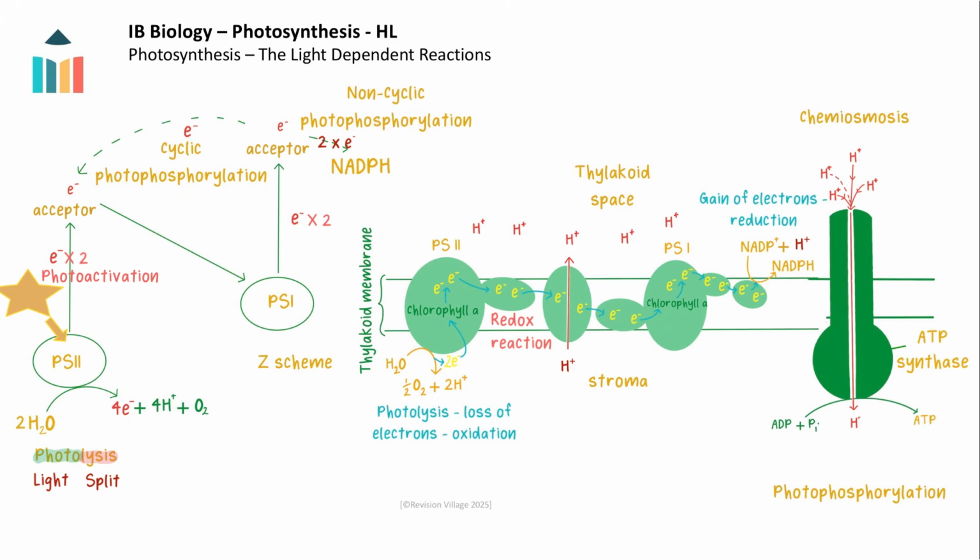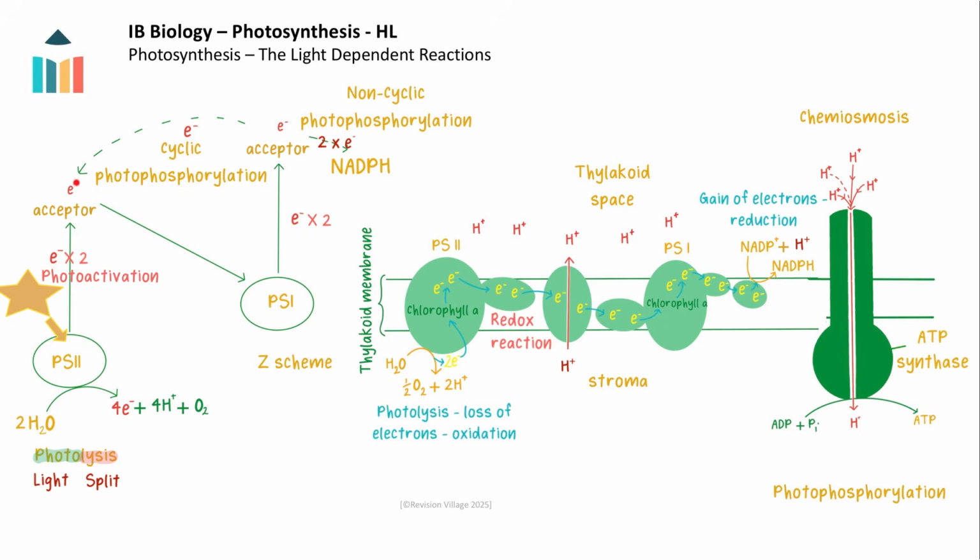So photolysis of water molecules is the process by which light energy splits the water molecules apart. This gives rise to protons, which are used in chemiosmosis and in the formation of reduced NADP. Electrons, which replace those lost from chlorophyll A in Photosystem II, and oxygen, which is released as a waste gas.